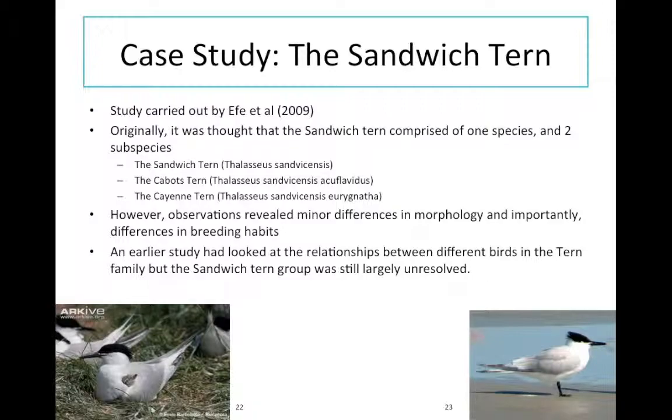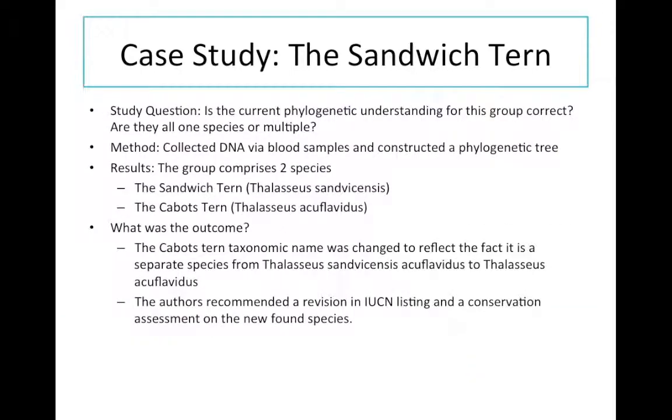An earlier study had looked into relationships between different birds in the tern family, but the sandwich group was left unresolved. So is the current phylogenetic understanding for this group correct? They collected DNA via blood samples and constructed a phylogenetic tree. They found that the group comprised two species, the sandwich tern and the Cabot's tern. So what was the outcome?